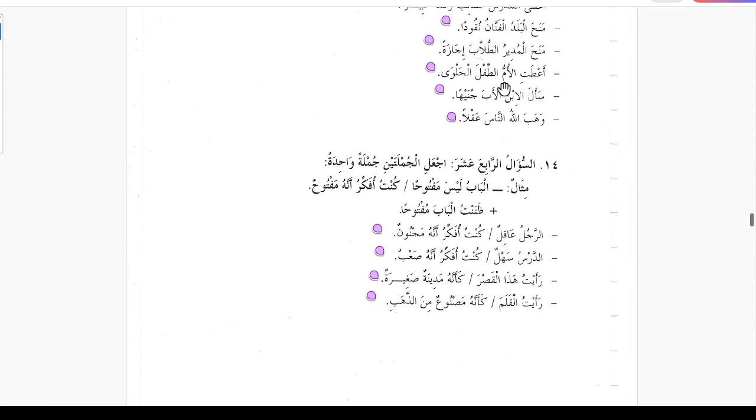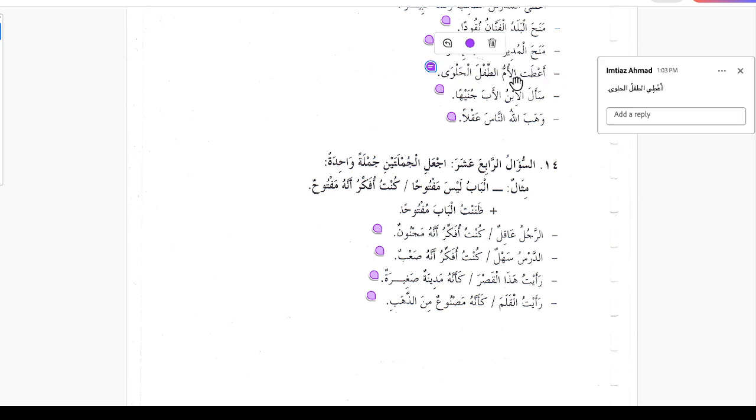Next one, atatil ummu at-tifla halwa. The mother, she gave the child sweets. So now ummu is the file, and this is the verb. And then tifla is the first maful bihi, halwa is the second maful bihi. So in the passive form, ummu is going to be out, the file, and at-tiflu is going to be naib file. So utiya at-tiflu, the child was given, al-halwa, the sweets.